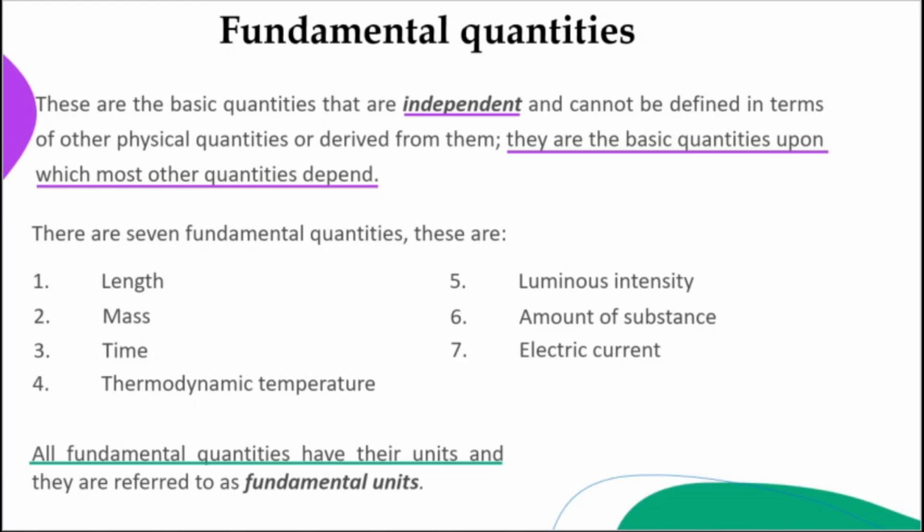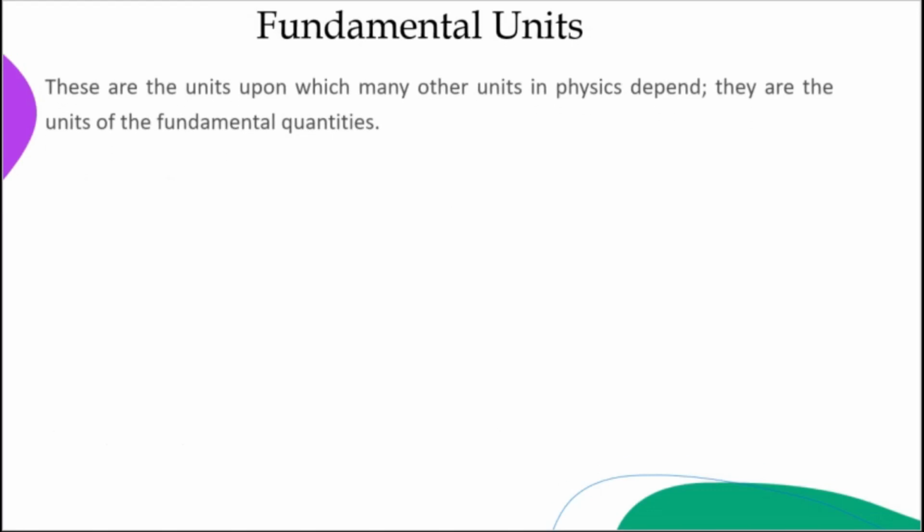Okay, so I'll continue by talking about fundamental units. What are fundamental units? These are the units upon which many other units in physics depend. To put it simply, fundamental units are the units of the fundamental quantities. Just like fundamental quantities exist on their own without being derived, the units attached to them also exist basically without being derived. And these units are the building blocks for several other units that we have in physics.